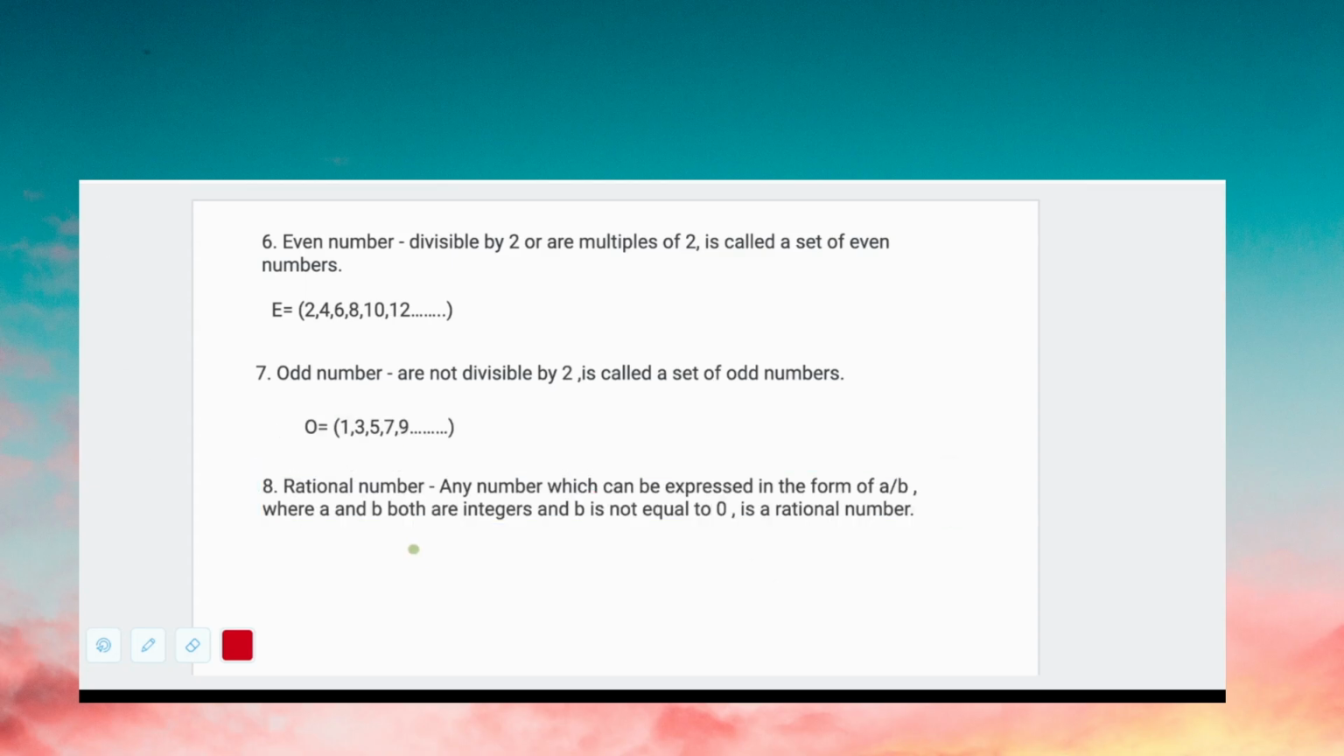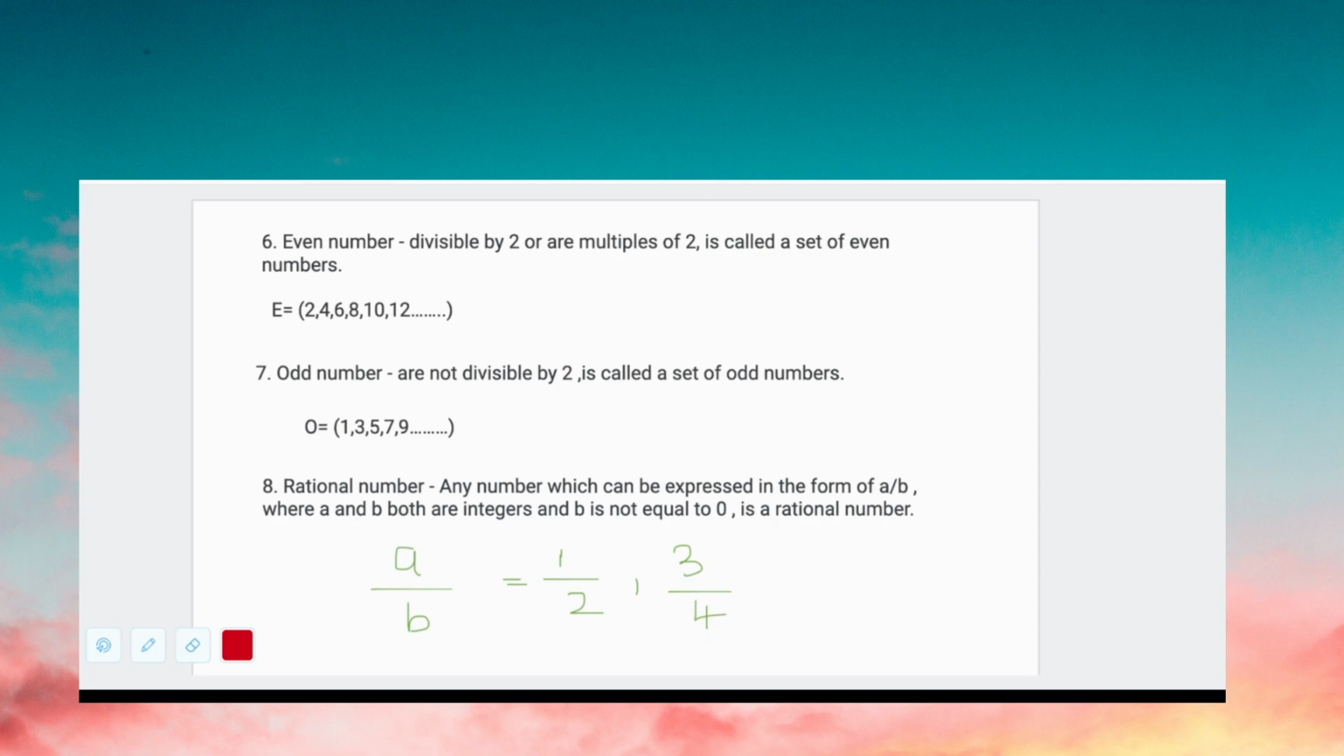Rational numbers: a rational number is a number that can be expressed in the form A by B. It can be like 1 by 2, 3 by 3, or 3 by 4. These are the classification of numbers and their types. I hope you understand this.